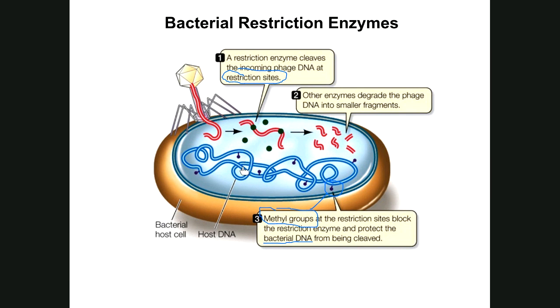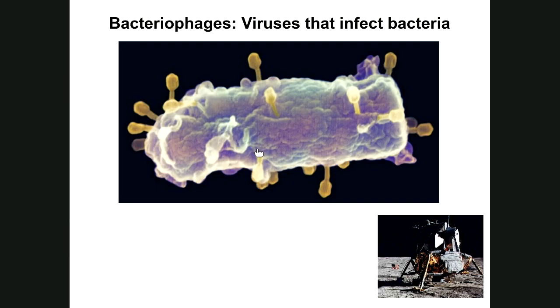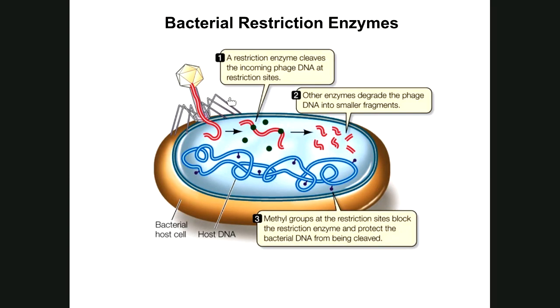So the bacteria does have a defense mechanism. But as you see in this figure, it's not one virus trying to infect one bacterium. It's many viruses that have attached to the outer surface of the bacterium and that are all injecting their viral DNA into the cell. So it's not a one-to-one relationship.